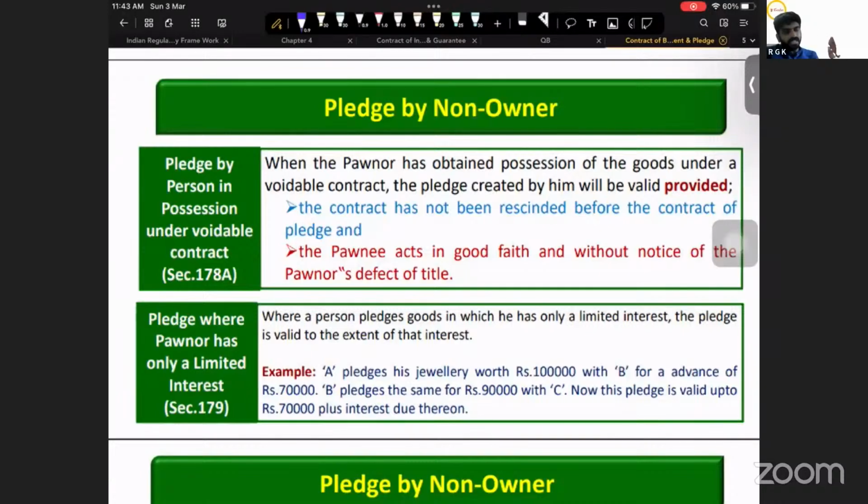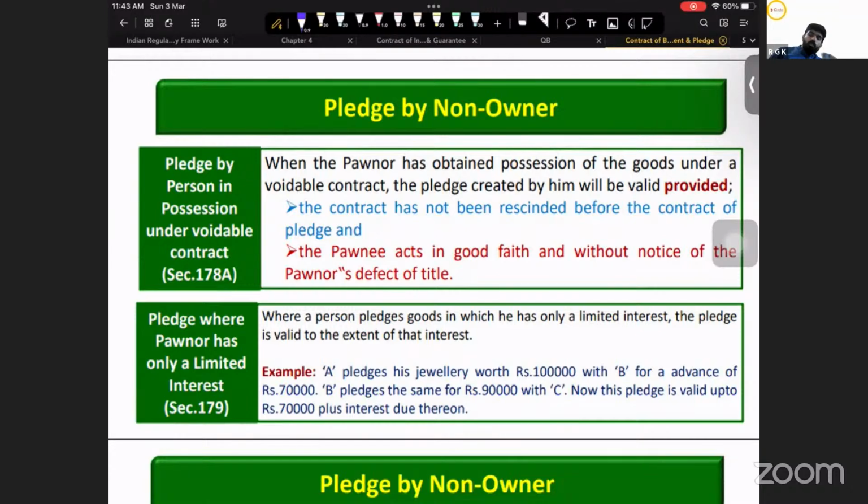Only after settling the dues, the goods can be released. Till then, even if the contract is rescinded after pledging the goods, still the pledge will be valid, and only after settlement of dues, the goods can be taken back. This is pledge by a person in possession of goods under voidable contract.